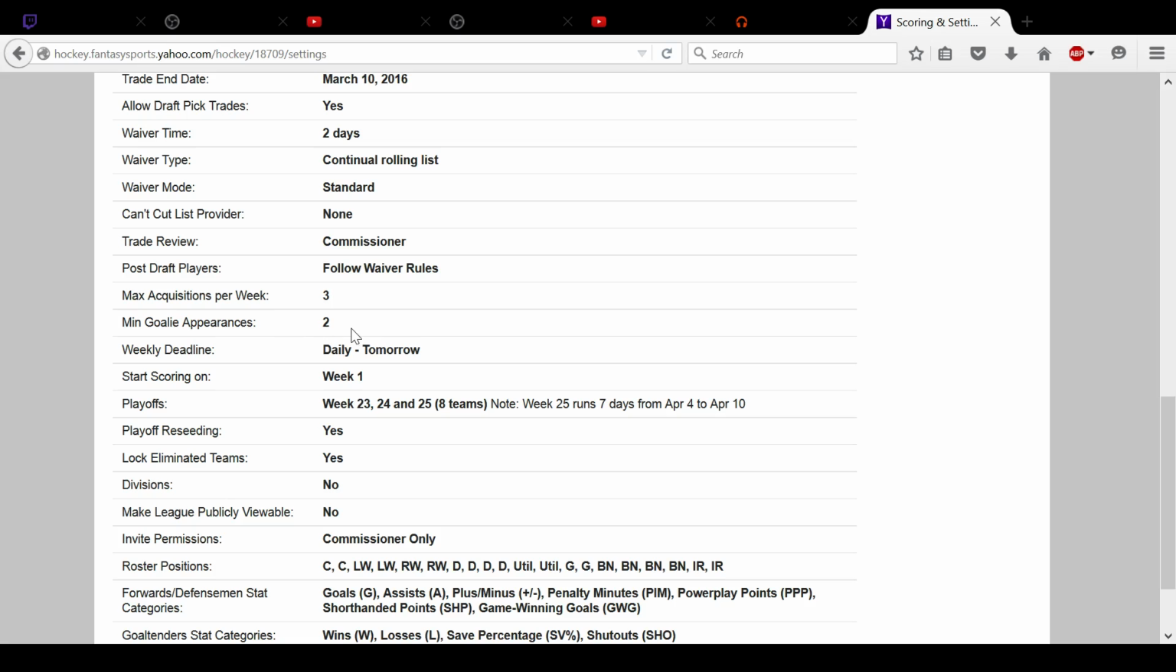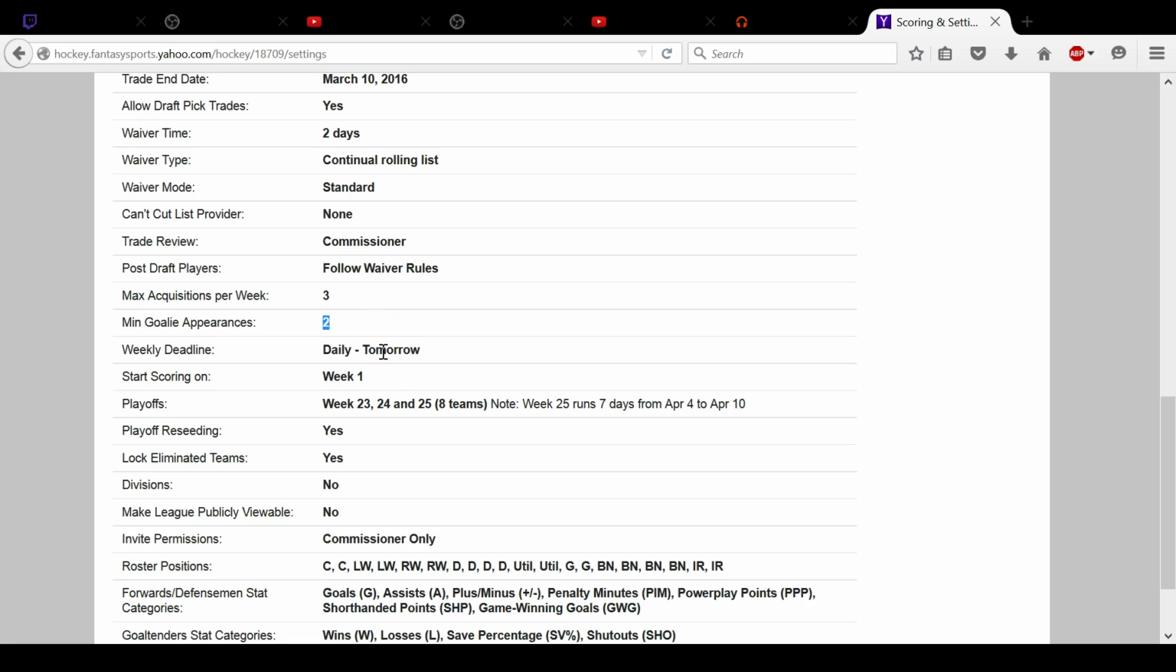Minimum goalie appearances, and this is another really important one. You can really have your chances of success affected by not paying close attention to this stat because it's having a huge impact on the league I'm playing in this year. So a minimum of 2 goalie appearances means that for your goalie stats to count for the week, you only need goalies to appear in 2 games, and that doesn't mean start, that doesn't mean play 60 minutes, that just means appear.